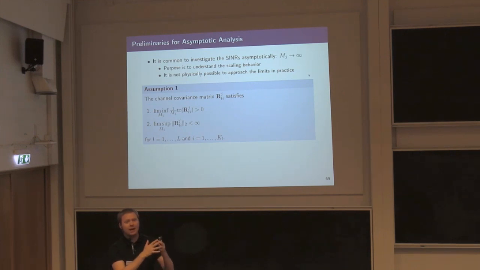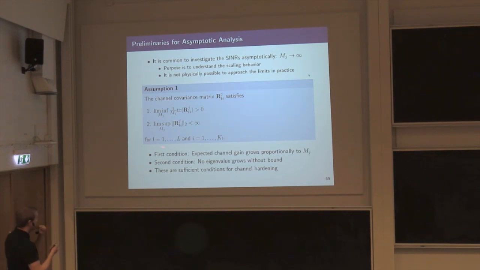The number of eigenvalues that are large that we showed before, those were 30 out of 100. If I add more antennas, they will still be, say, 30% of all the elements. It will be a fraction of them perhaps that are large and not a fixed number. In those cases, this satisfies. So first condition, expected channel gain grows with number of antennas. Second condition, no eigenvalue grows without bound.